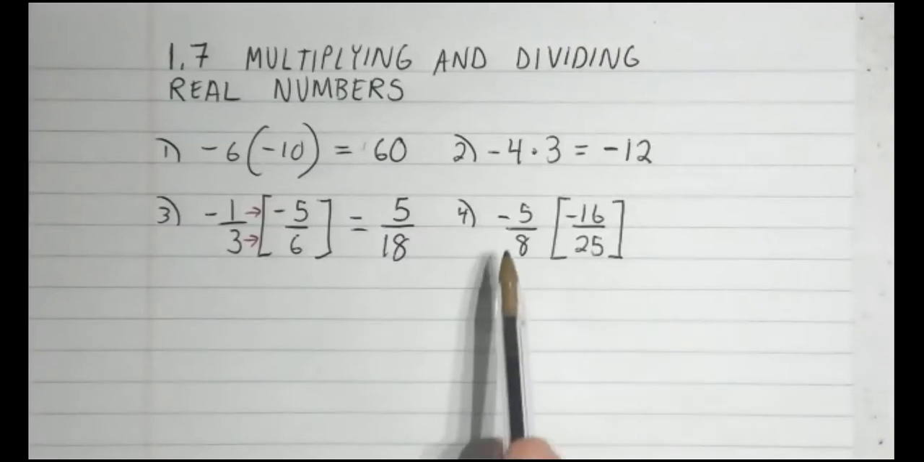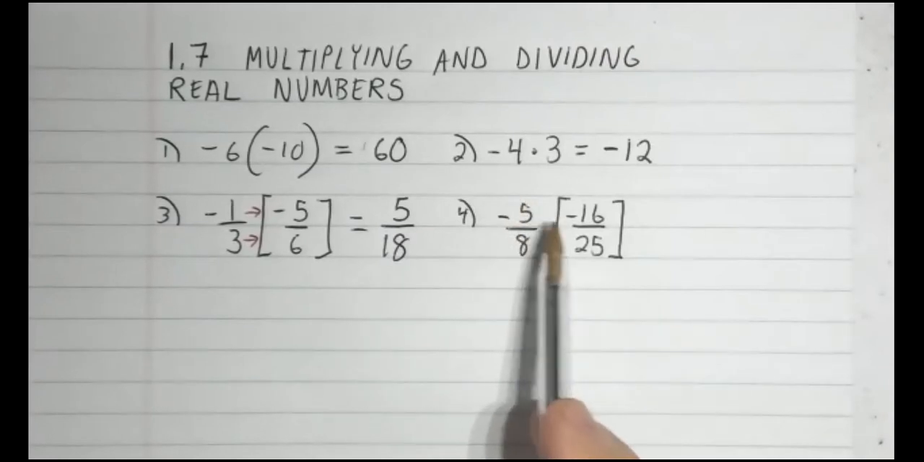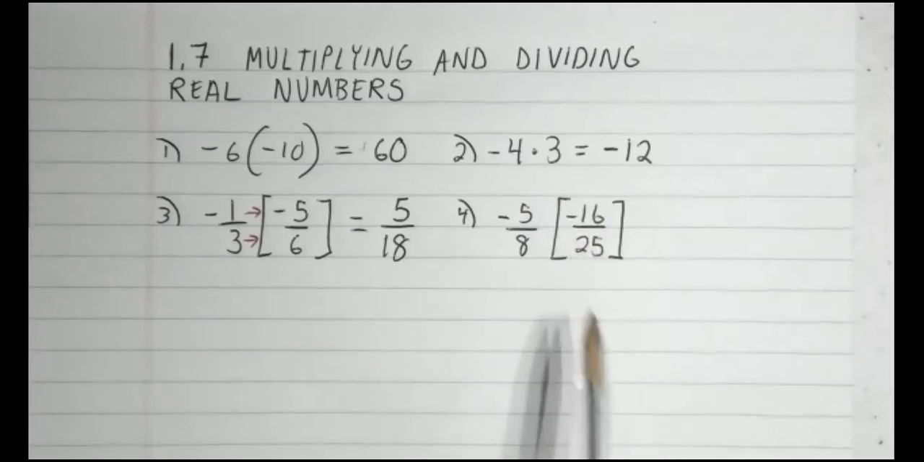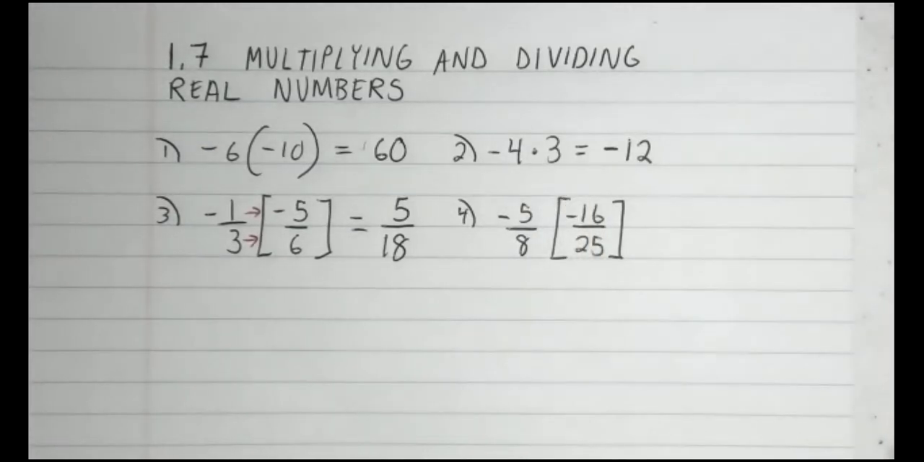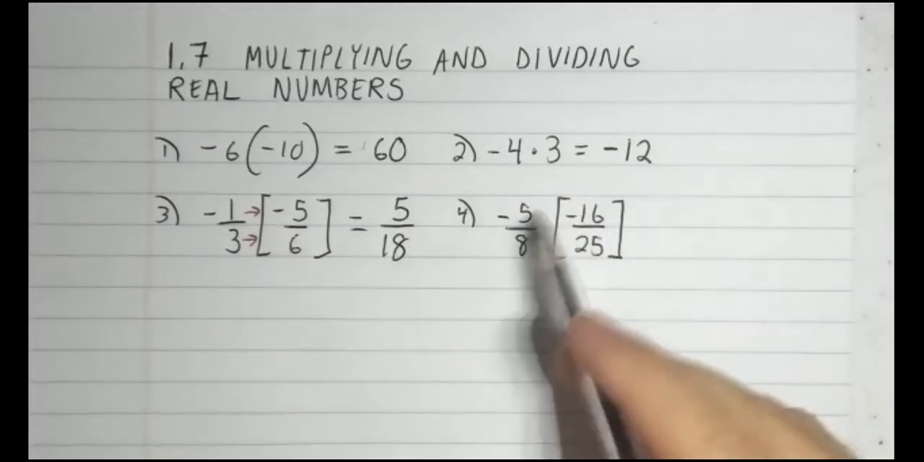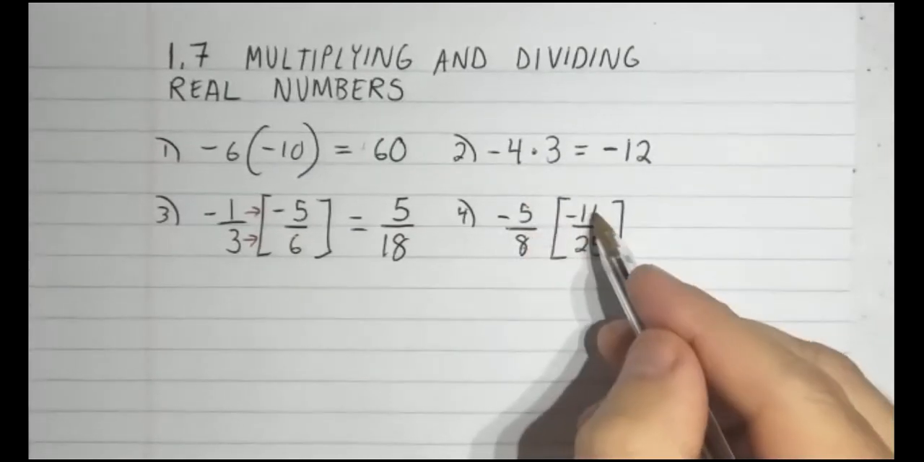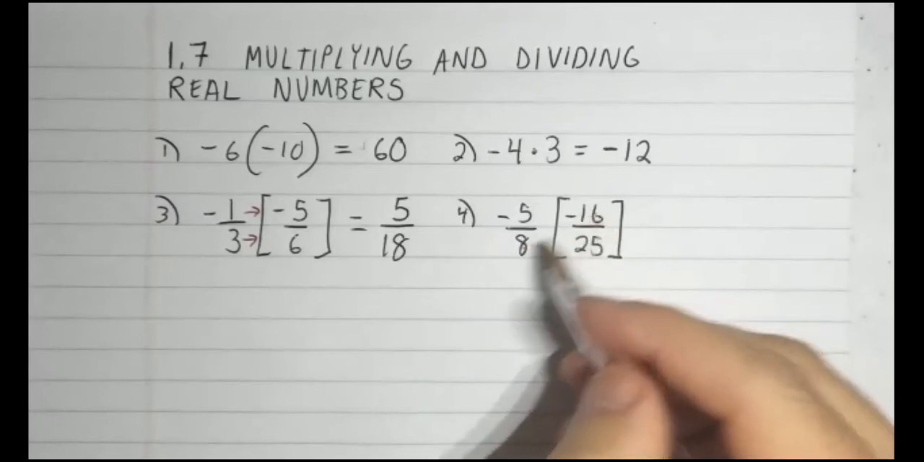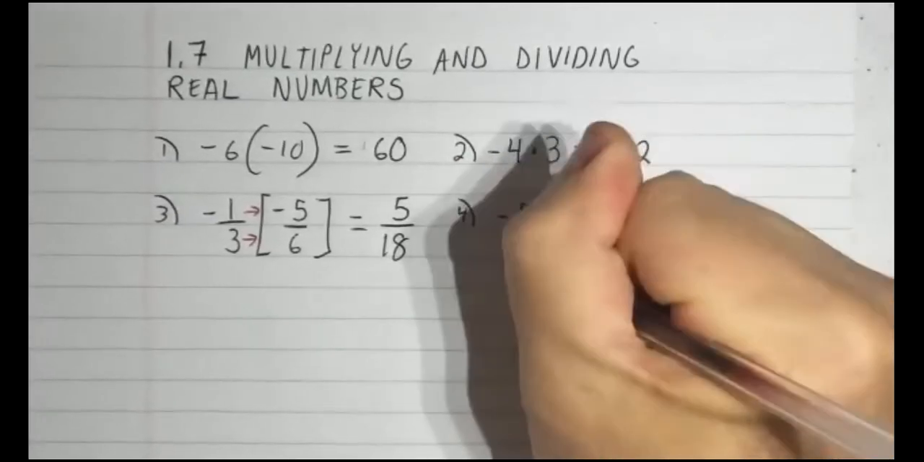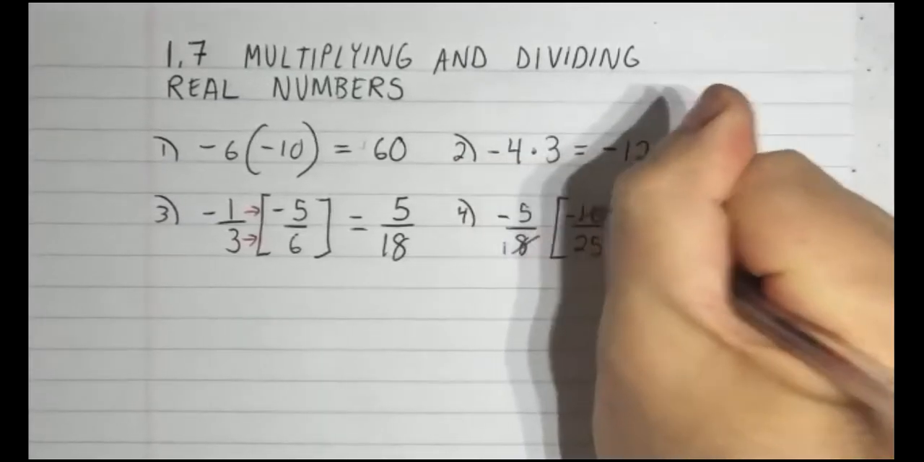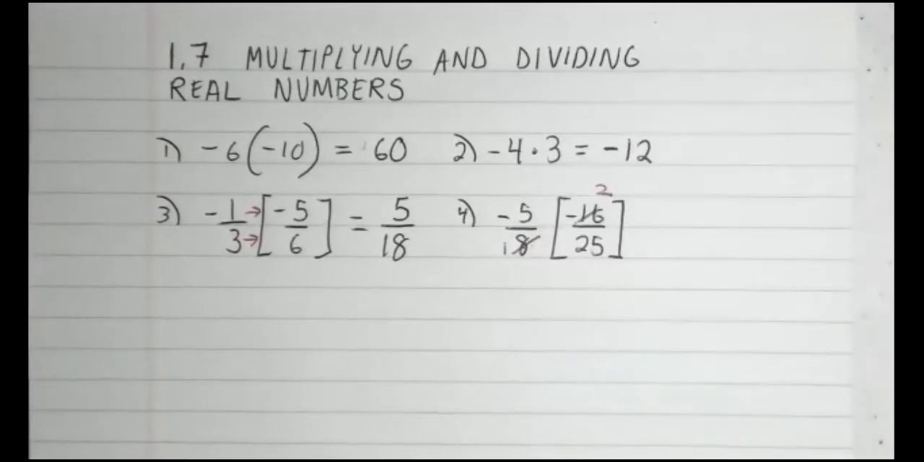Again, we know we're multiplying because there is not an operation before the bracket starts, okay? I'm just going to continue to say that. But unlike this fraction here, I can clean this up before I multiply straight across. Because 8 will go into 16, right? 8 goes into both of those numbers. 8 goes into 8 one time. 8 goes into 16 2 times.